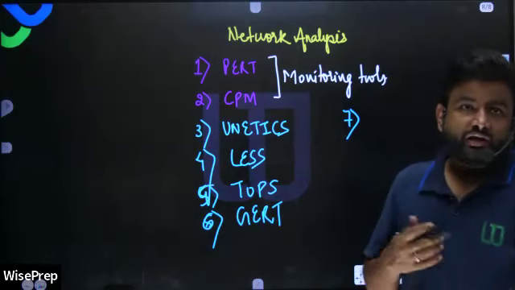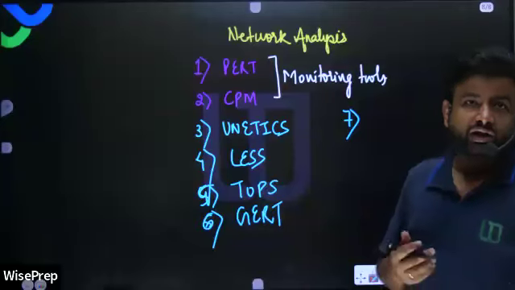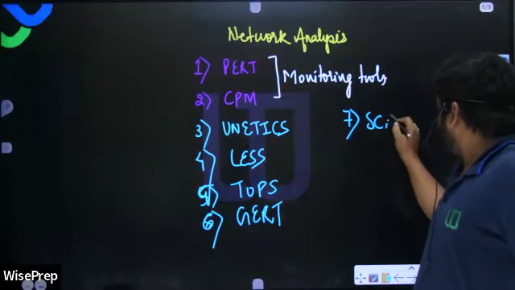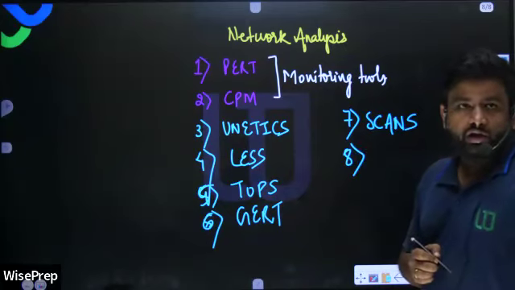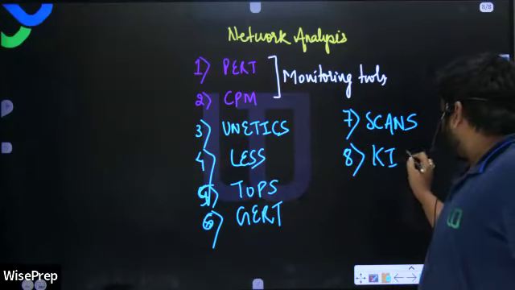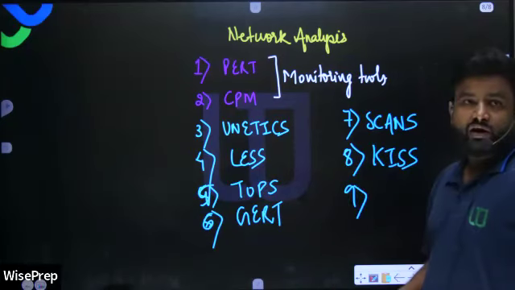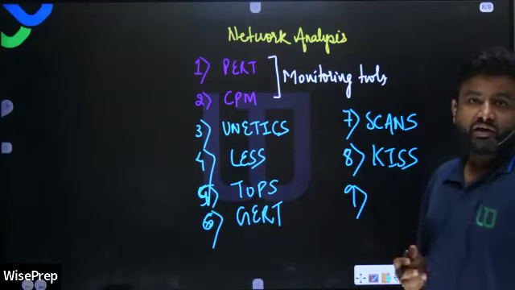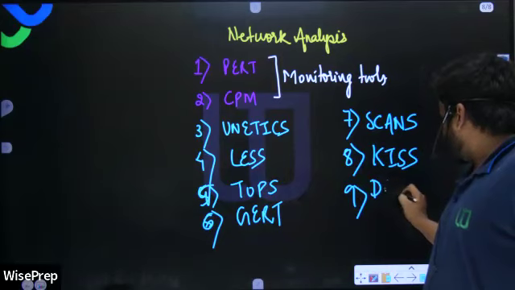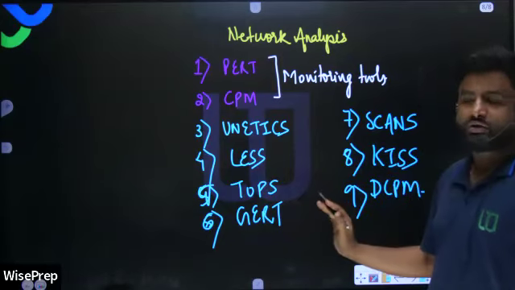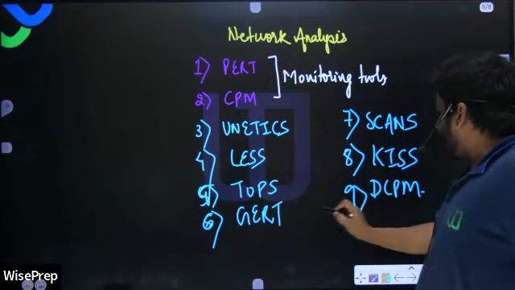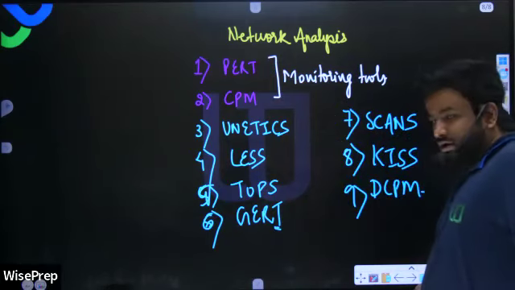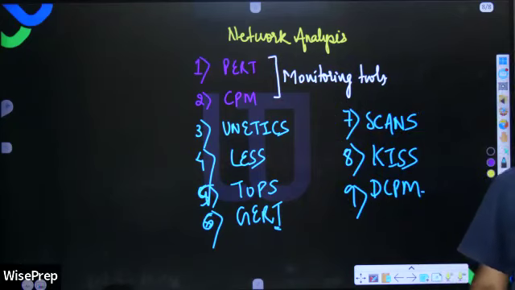All right. Another is SCANS, shuttle connector analysis network. Another is also KISS. Ninth is DCPM, design and construction project management. So these are basically important tools, but out of this only you have to study PERT and CPM. GERT has to be studied, but not important. All right. So write down.